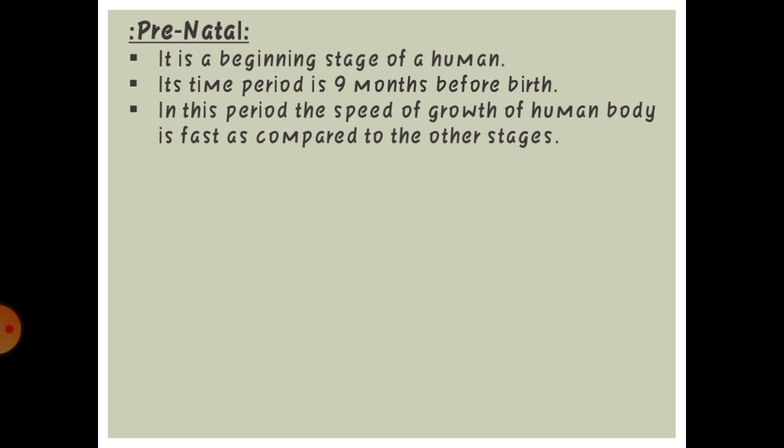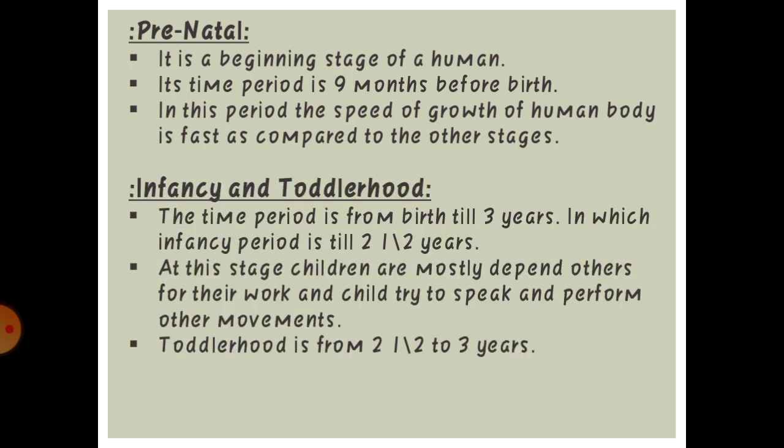Prenatal. It is the beginning stage of a human. Its time period is nine months before birth in the mother's womb. In this period, the speed of growth of the human body is fast as compared to the other stages. Infancy and toddlerhood. The time period is from birth till 3 years, in which the infancy period is till 2.5 years.